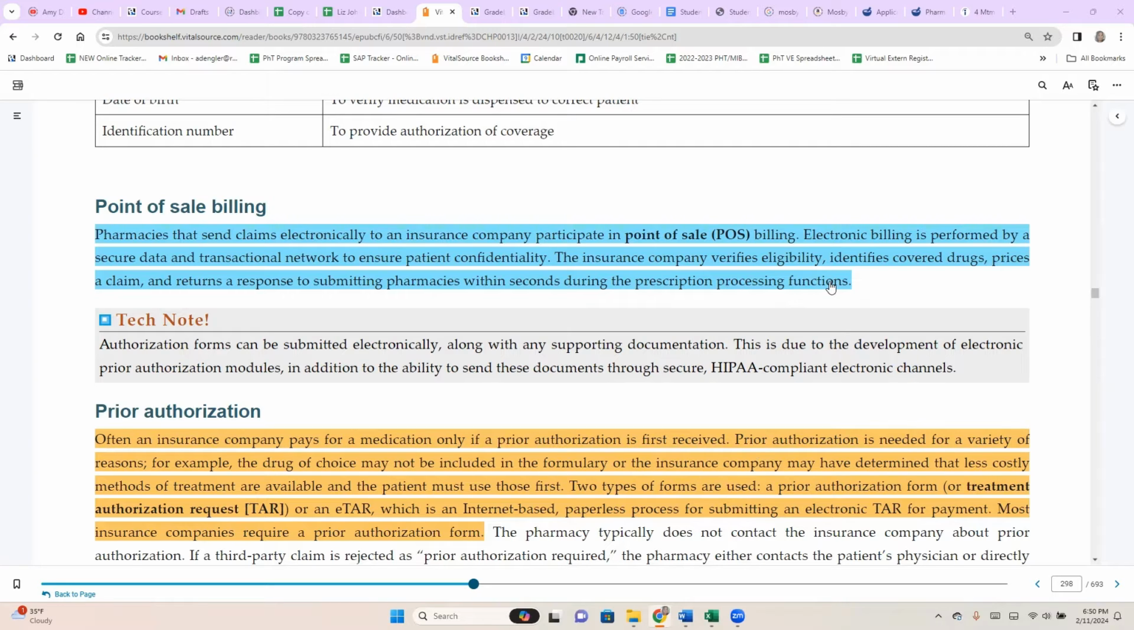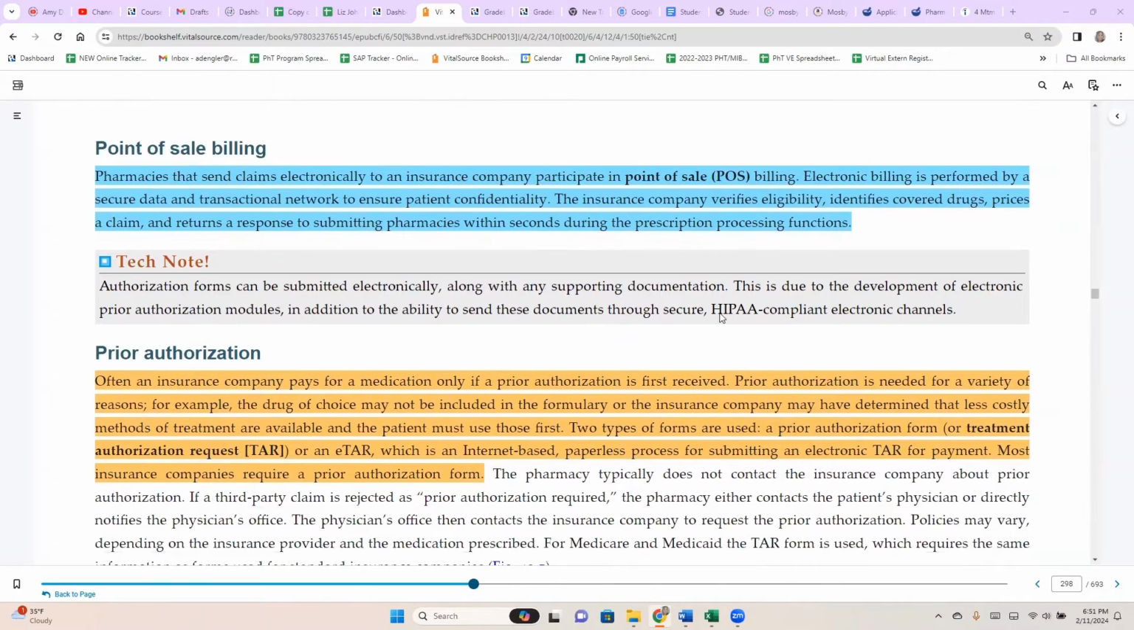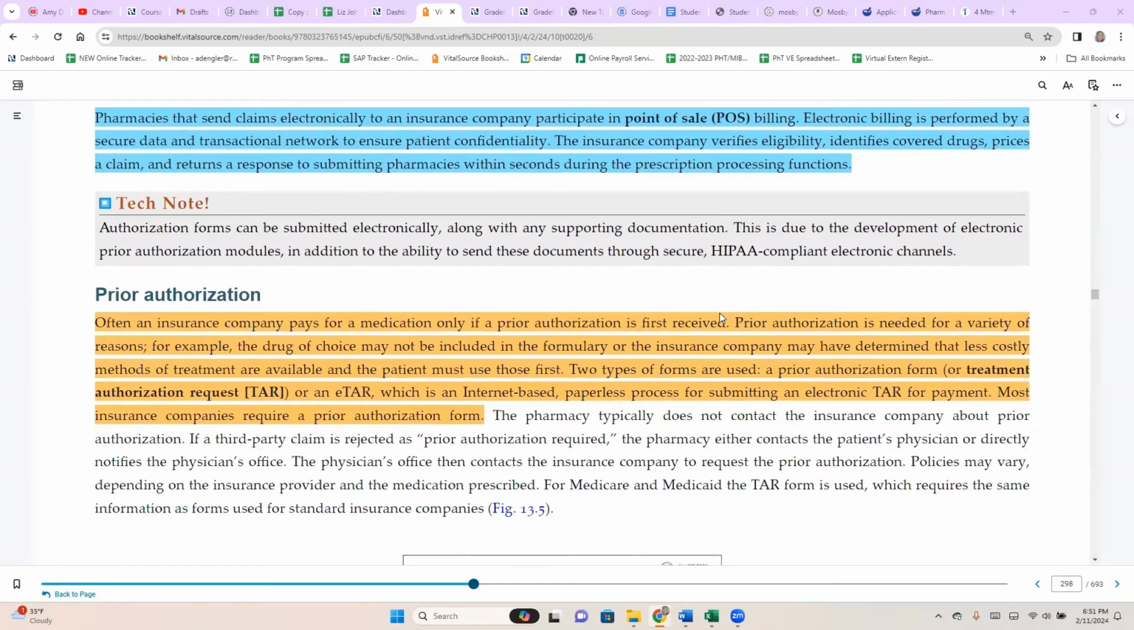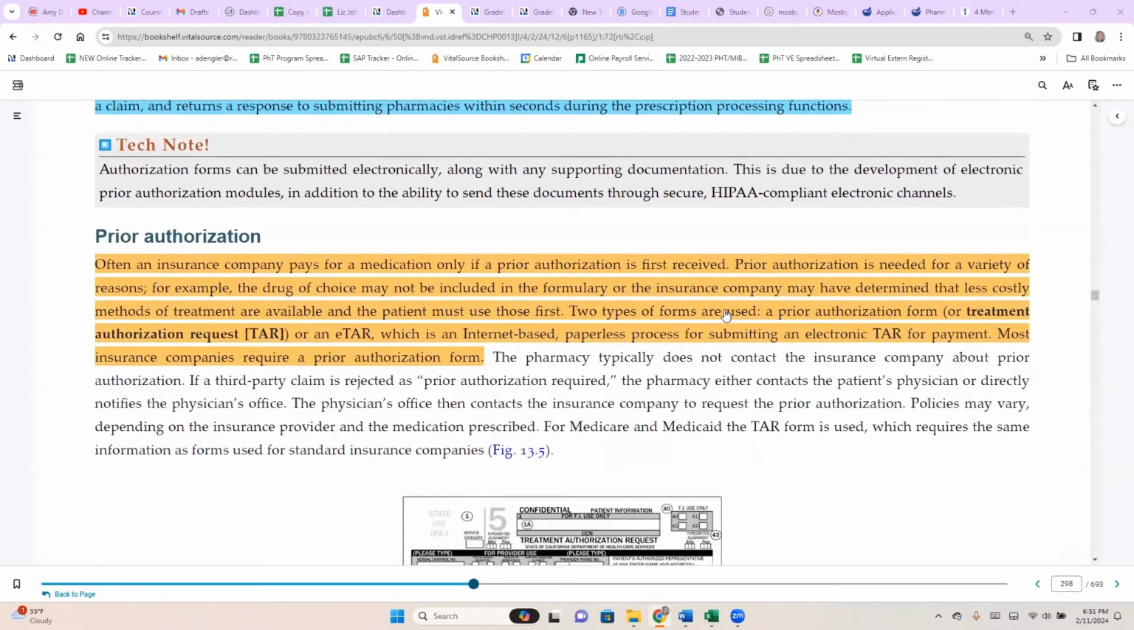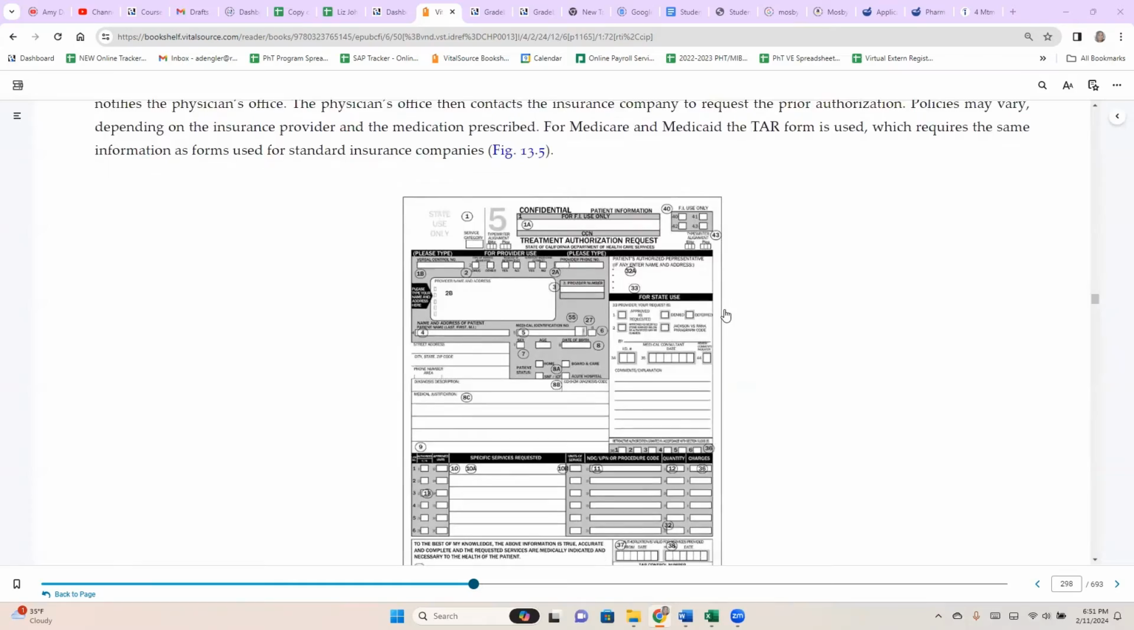Often, an insurance company pays for a medication only if a prior authorization is first received. Prior authorization is needed for a variety of reasons. For example, the drug of choice may not be included in the formulary of the insurance company. Two types of forms are used to receive these prior authorizations: a prior authorization form or an ETAR, which is an internet-based paperless process for submitting an electronic TAR for patients. And TAR is treatment authorization request. So here's an example of a form.